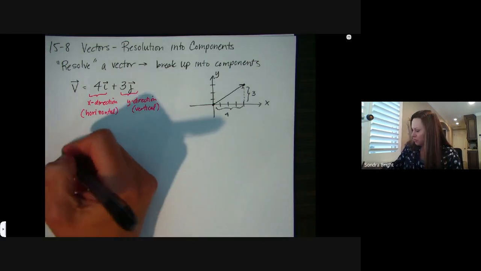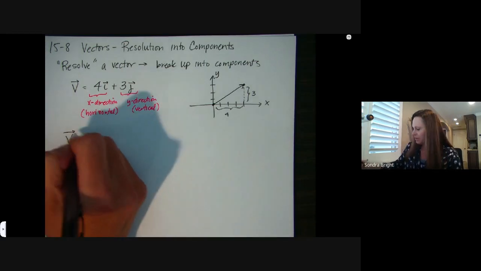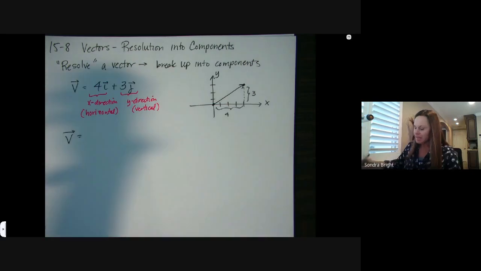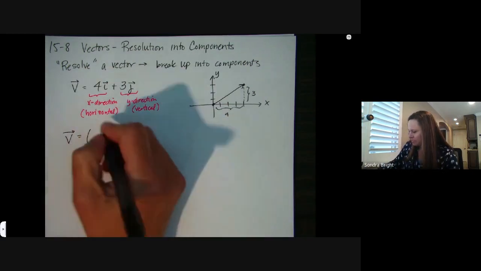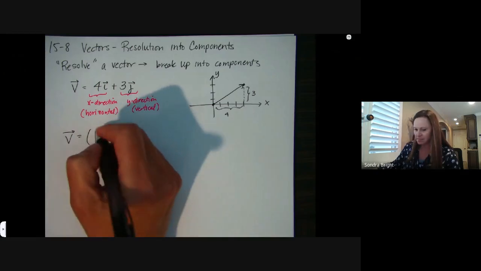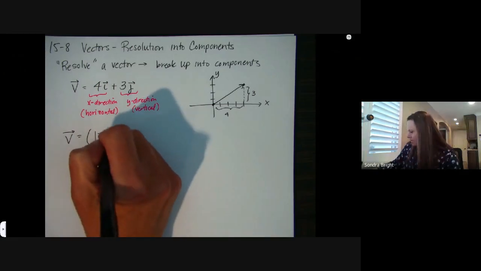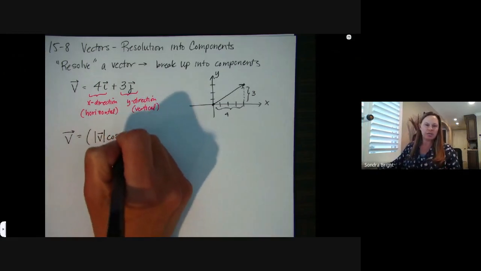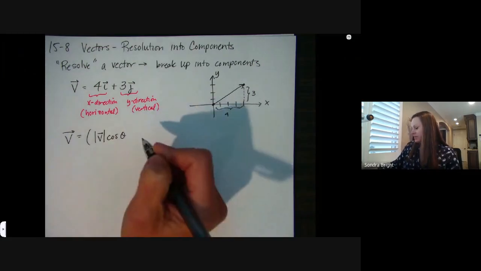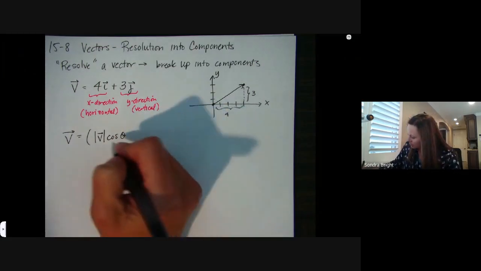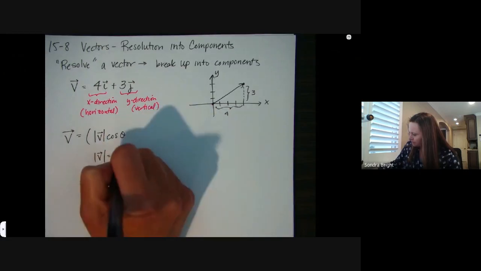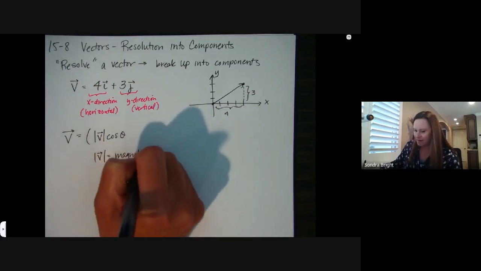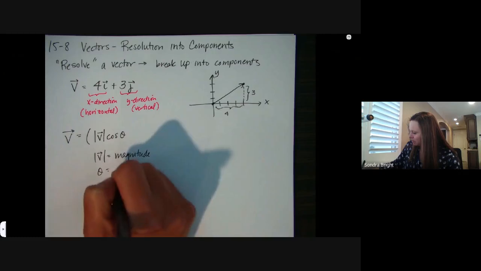Another way to write any vector is by taking its magnitude, because sometimes they'll just give you the magnitude. So taking its magnitude times the cosine of, they might give you a direction angle. Well, they would have to for this, right? So let's define this. This means the magnitude, and theta is the direction angle.